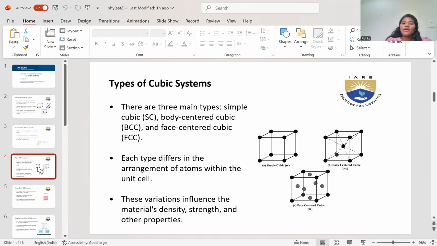Types of cubic systems. There are three main types of cubic systems: simple cubic, body-centered cubic, and face-centered cubic. SC, BCC, FCC are the types of cubic systems. Each type differs in the arrangement of atoms within the unit cell. These variations influence the material's density, strength, and other properties. Edges, vertices, and corners are all present in the cubic systems.